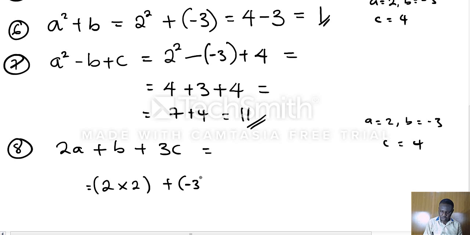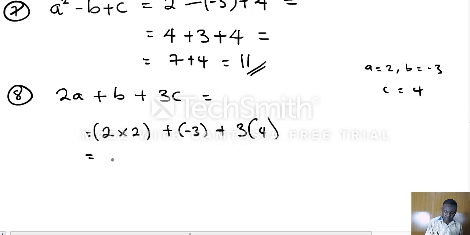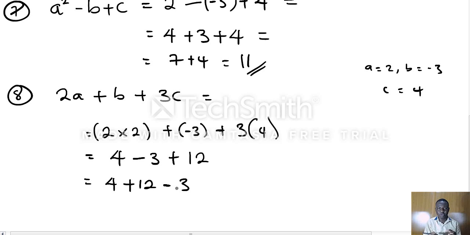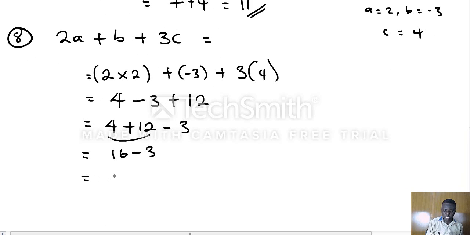B is said to be minus 3 plus 3C, and C is said to be 4. So this is equal to 2 times 2 is 4, plus 3 times minus 3 is minus 3, plus 3 times 4 is 12. Rearrange, this becomes 4 plus 12 minus 3. I want to carry out the operation of addition before subtraction. So I'm going to add these two. This is going to give me 16 minus 3, and 16 minus 3 is 13.